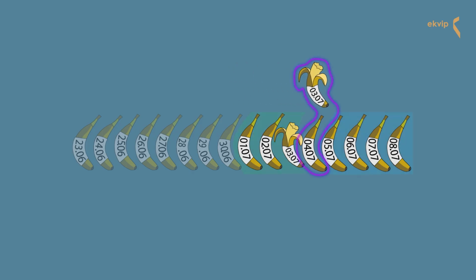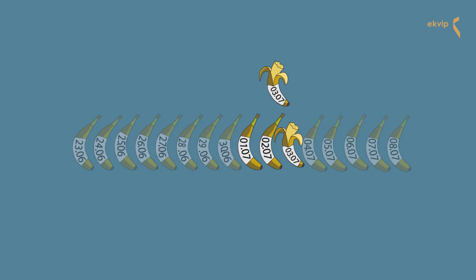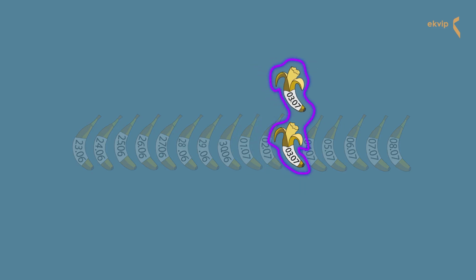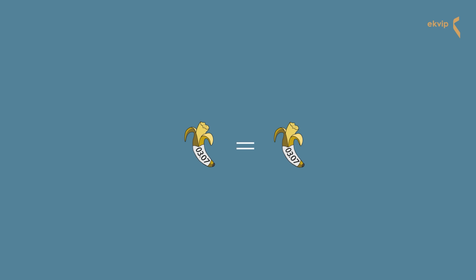We check the banana in the middle. It has a date of July 4th, which is after July 3rd. So we can ignore the right side of this half. We split the remaining set again. We find a banana with July 2nd, which is before our target. So we go to the right. At the next step, we arrive at the banana with the expiration date July 3rd, our target.